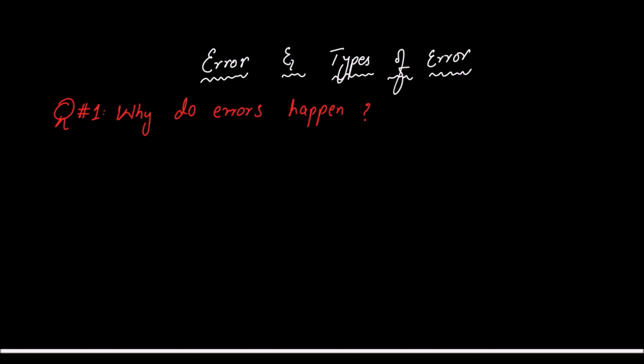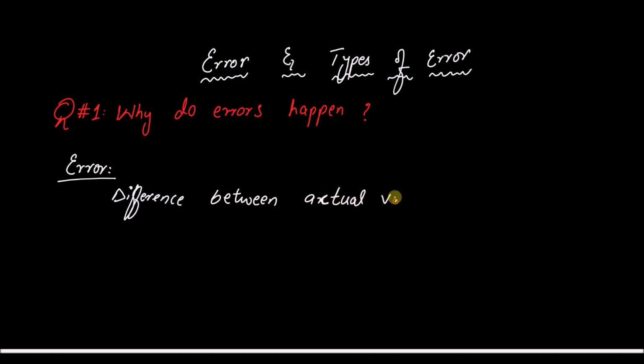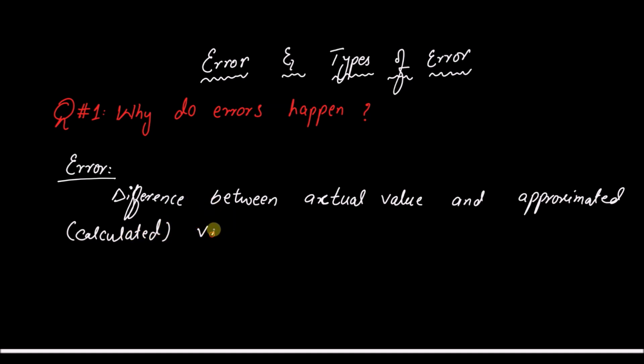So let's discuss the very initial thing, what errors basically are. Errors are basically the difference between the actual value and the approximated value. The other word for approximated is calculated value.